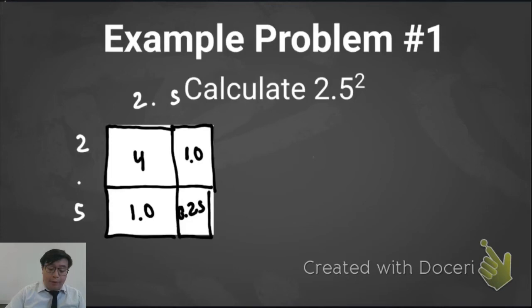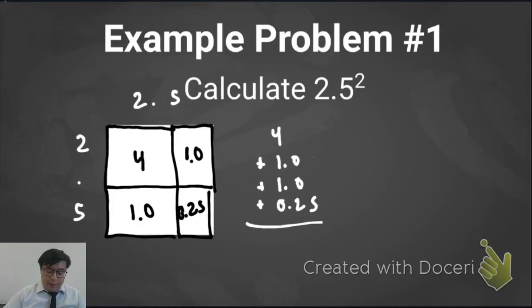So adding up all the parts, I can find the area of the whole square. So 4 plus 1.0 plus 1.0 plus 0.25. Adding up each of these parts, I know that the whole area is going to be 5... 4 plus 1 plus 1, that's going to be 6. So the area of the square is going to be 6.25.